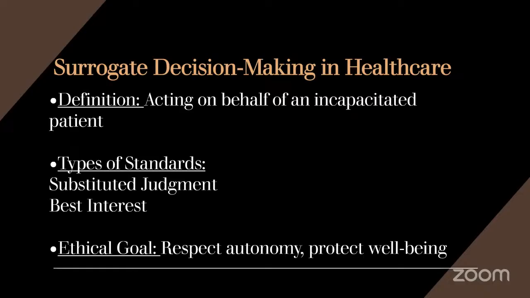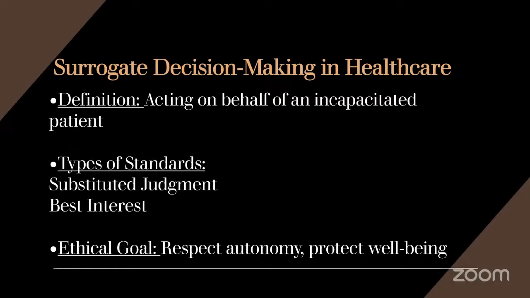The second principle is the best interest standard. This is used when the patient's preferences are unknown. In this case, the surrogate decides based on what would maximize the patient's overall well-being, weighing risks, benefits, and quality of life. It is more paternalistic, yes, but sometimes it is the only option available.